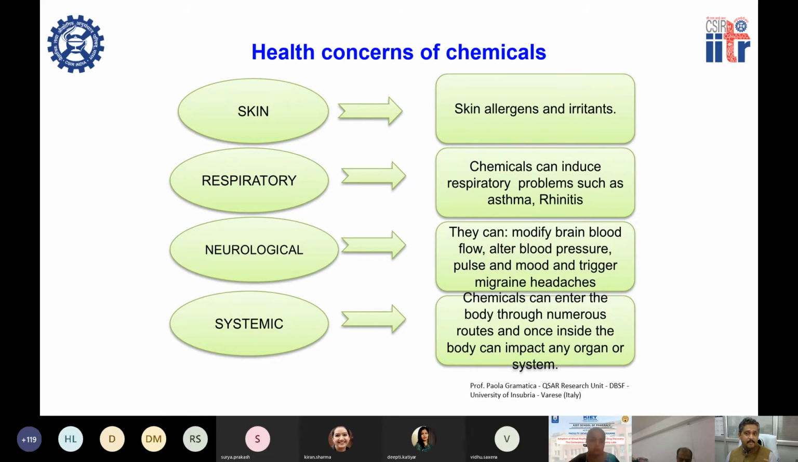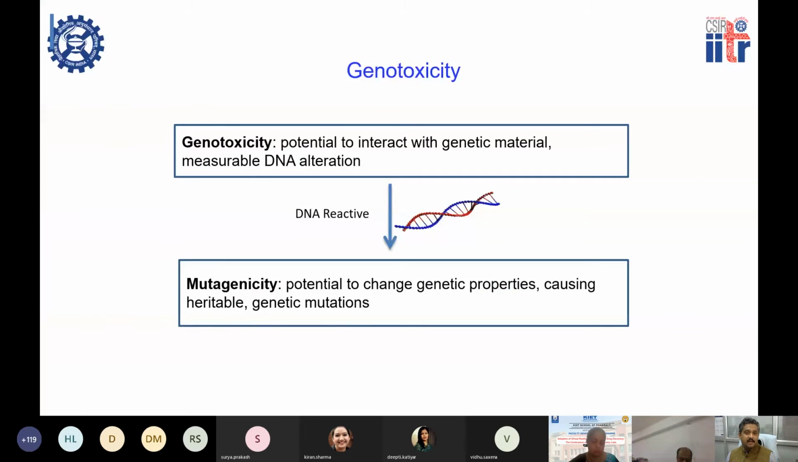So for testing the chemicals or APIs, we thought of using genotoxicity as one of the endpoints for us. Genotoxicity is the potential to interact with genetic materials and cause some measurable DNA alteration. And mutagenicity is fundamentally the potential to change the genetic properties, causing heritable genetic mutation.